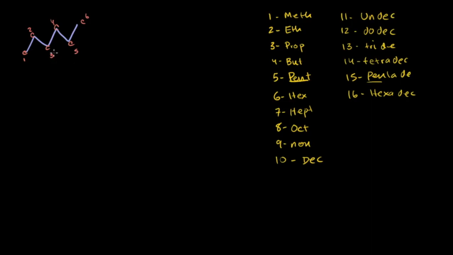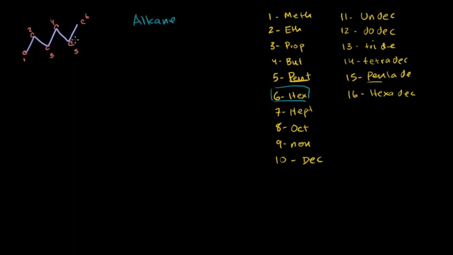Now, how will we give the name of this alkane? Is there any double bond? No, there is no double bond. All are single, so it's an alkane, and there are 6 carbons, which means hex will be used as a prefix due to the availability of 6 carbons in the longest carbon chain. And due to the unavailability of a double bond, it's an alkane.